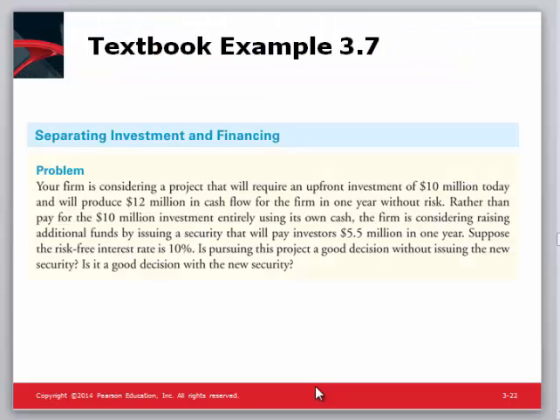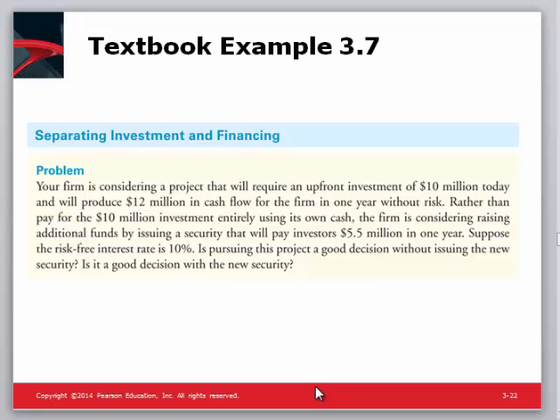So let's see how that might work. Your company is considering a project that's going to require an upfront investment of $10 million. It's going to produce $12 million in 1 year with no risk. Rather than paying for the $10 million, the company is going to decide to raise some additional funds by issuing a security that's going to pay investors $5.5 million in 1 year. Again, suppose the risk-free rate for that asset is 10%.